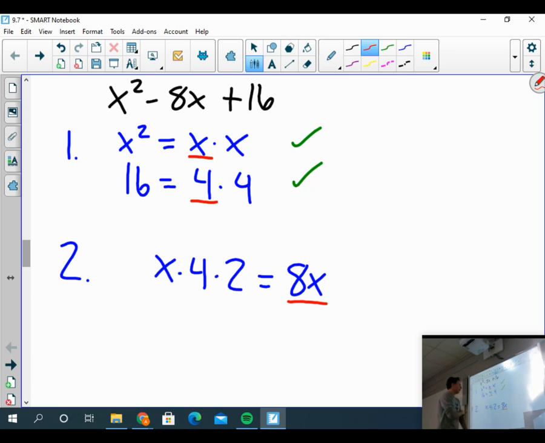I multiplied that out, 2 times one of my first factors times one of the factors from my last term, and I got 8x. But my middle term is not 8x, it's minus 8x. It's a negative 8x. Oh, no. But we're so close.